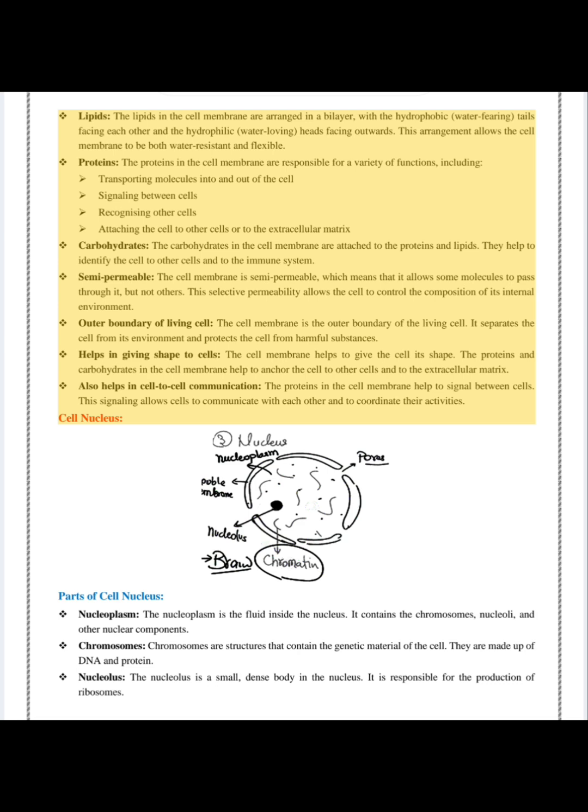Carbohydrates. The carbohydrates in the cell membrane are attached to the proteins and lipids. They help to identify the cell to other cells and to the immune system.